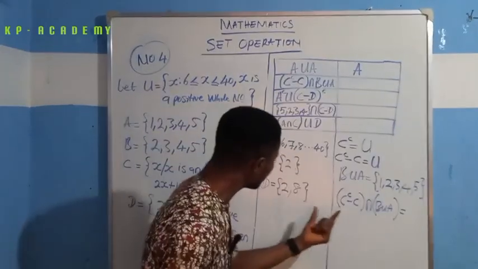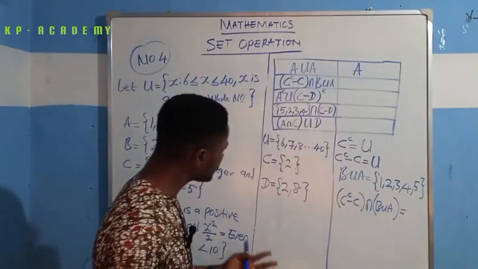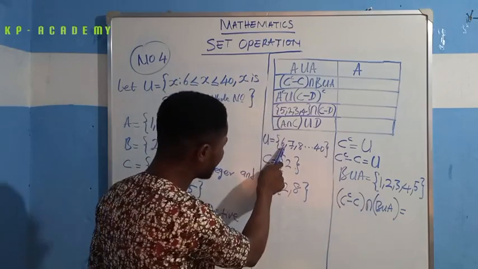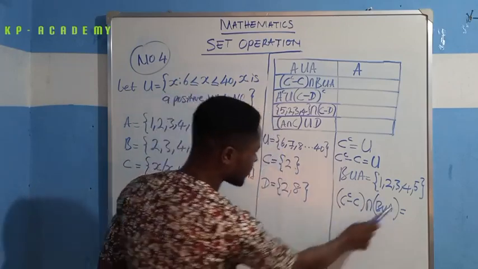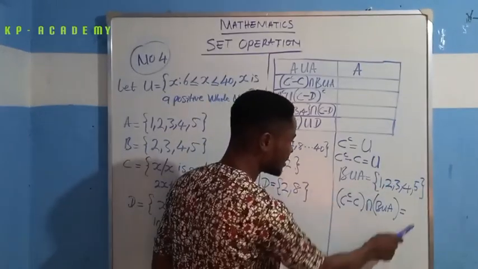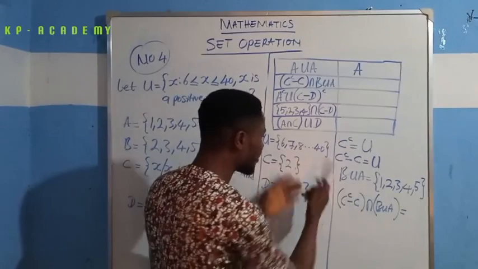Alright, so what does this set and this set have in common? If you check very carefully, they do not have anything in common. This one actually started from 6, but this one ended at 5. So this one didn't even get up to 6. And if this one got up to 6, the answer would have been 6. So they do not have anything in common.